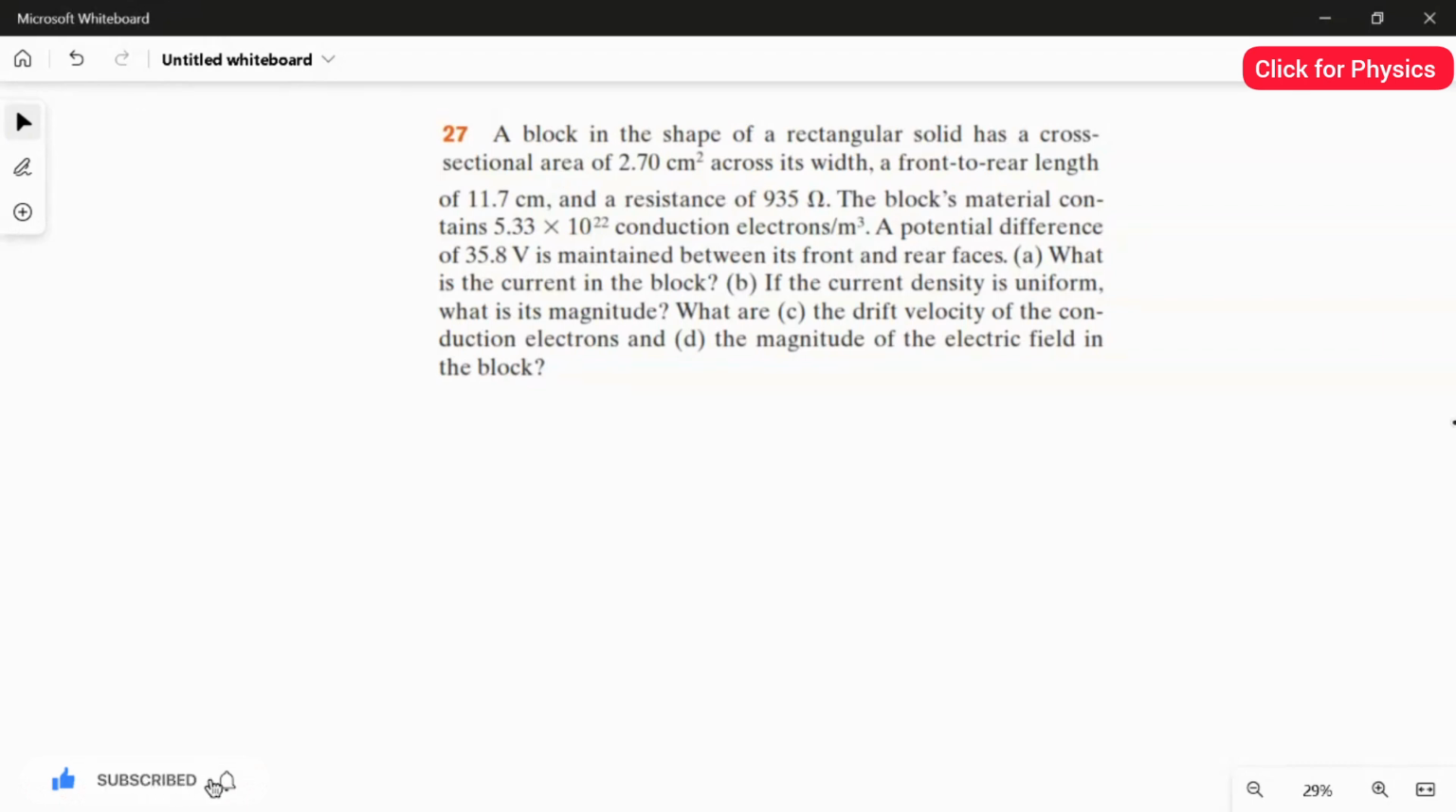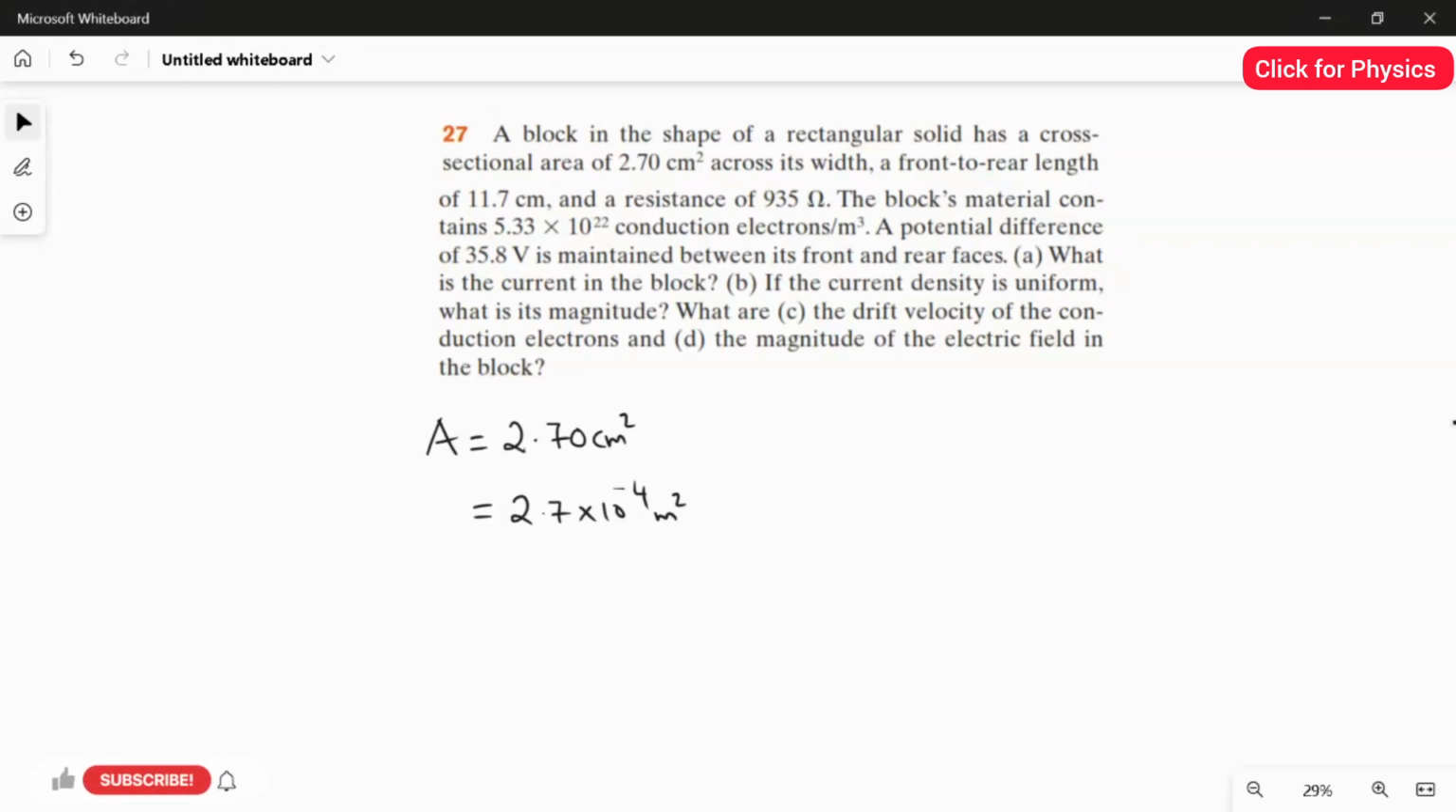First of all, better we can write the given first. And what is given in the question? You have a conductor which is in the form of a rectangular solid block. And this solid block, across its width, its cross-sectional area, what is the value of the area here? So across its width, its area they mentioned is 2.70 centimeter square. If you convert this in terms of meter square, we'll get 2.7 multiply 10 power minus 4 meter square.